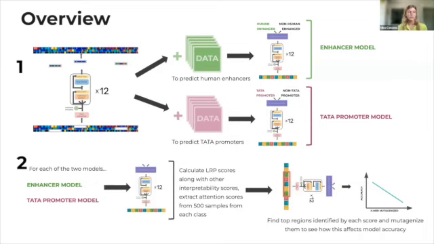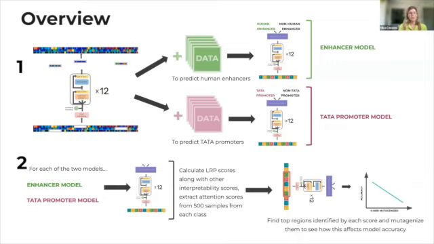Now, the next step was to take each of these models and calculate the layer-wise relevance propagation, or LRP scores. We also calculated a few other interpretability scores, and we extracted the raw attention scores themselves from 500 samples from each of the classes, so just from a subset of the data. Then we found the top regions identified by each score and mutagenized them to see how this would affect model accuracy.